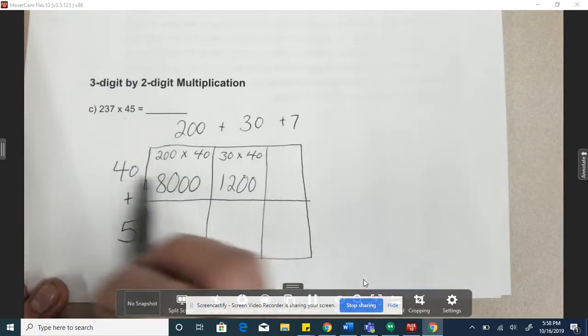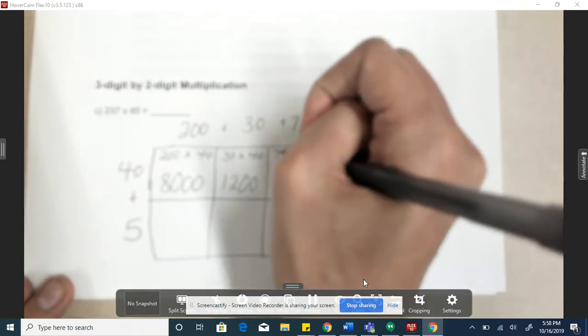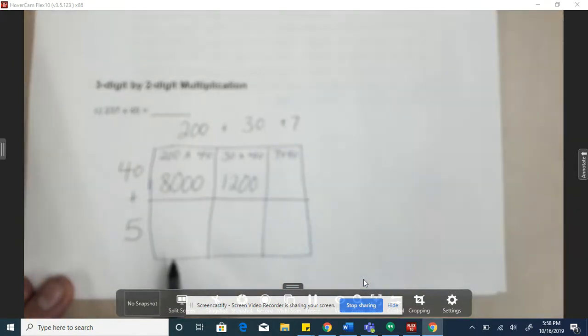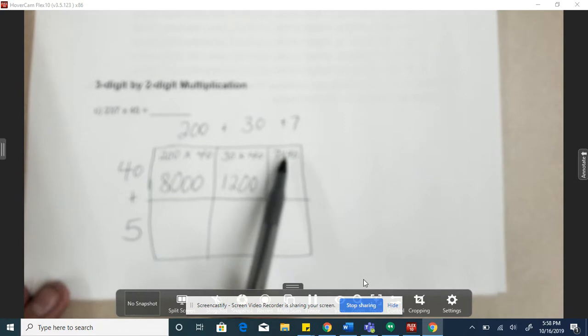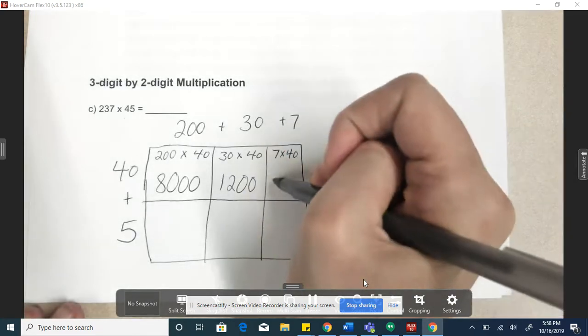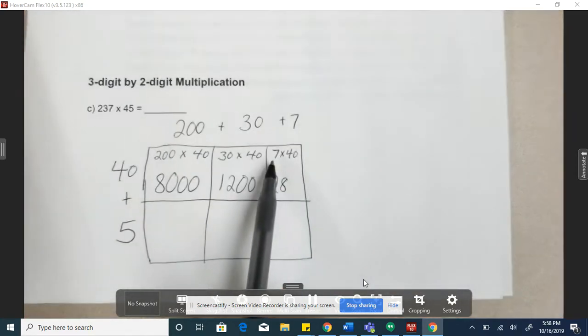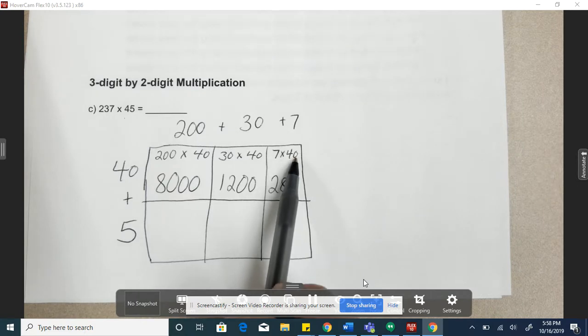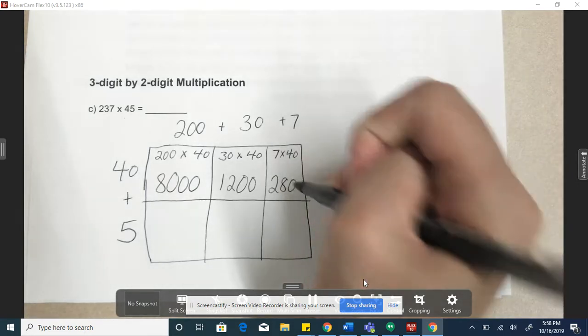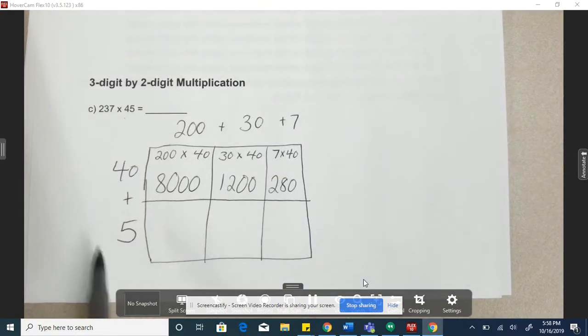Next, we're going to do 7 times 40. Same thing. 7 times 4 is 28. But 7 times 40, 40 is 10 times more than 4, so our answer needs to be 10 times more than 28, 280.